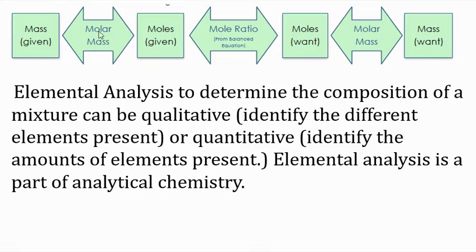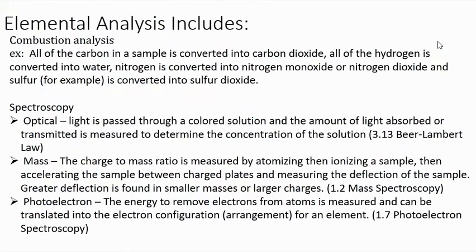So if you're given the mass, you divide it by the molar mass to give you the moles. Then you use your mole ratio using your BCA table to figure out how many moles you're going to make. And then you multiply that by the molar mass to get the new mass. Okay? So what does this elemental analysis include? A lot of times they're going to do a combustion analysis for this, where they will mix it with, obviously, oxygen from the air. They are going to then burn it and see what comes out of that.